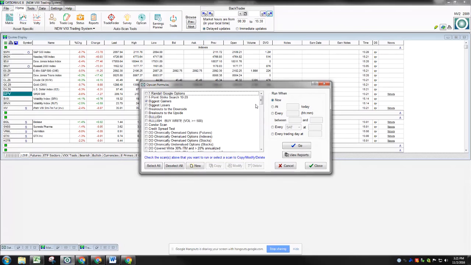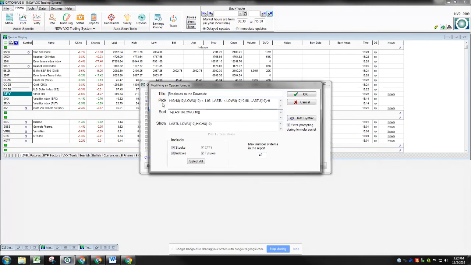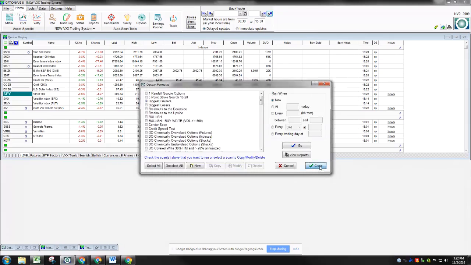You can look, say, for a pullback from the last 35-day high. I want very customizable formulas, like I said, that you can do. I'll just click on one and click modify so you can see how this is a very complex scanner, and you're scanning for underlying and option specific parameters.